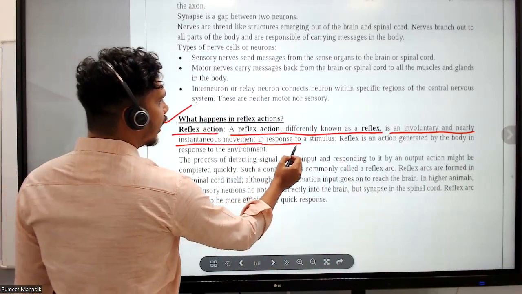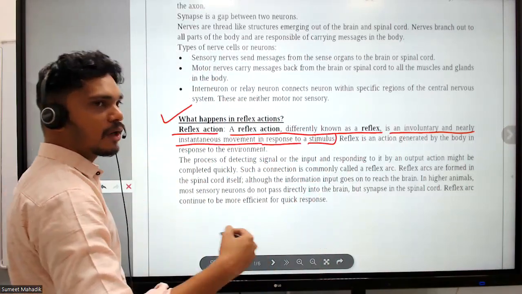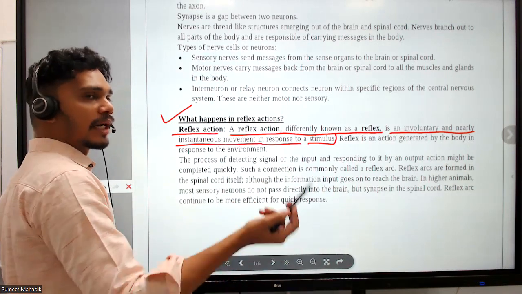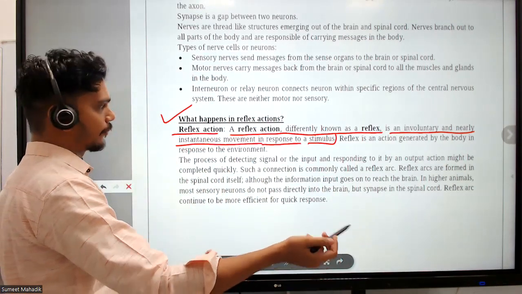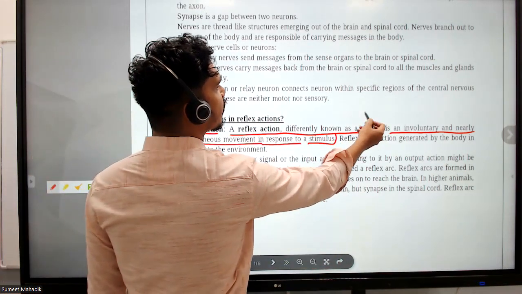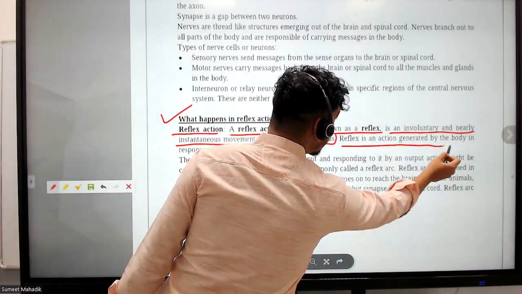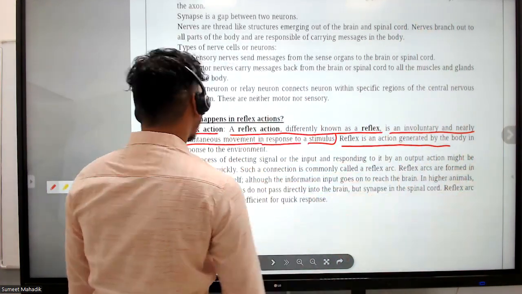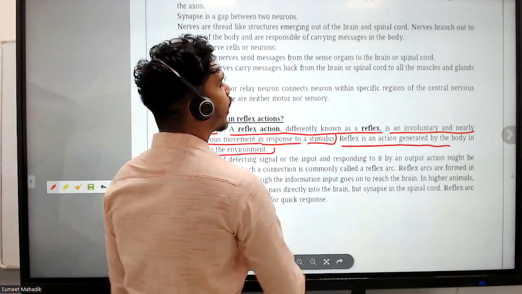So the response to the stimulus is sudden. Whatever is happening in the surroundings, you're getting the information, and according to that, you react. So a reflex action is known as a reflex. Reflex is an action generated by the body in response to the environment.